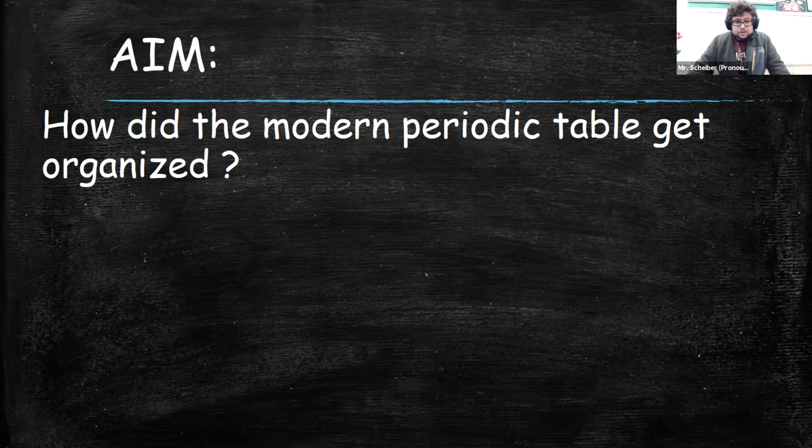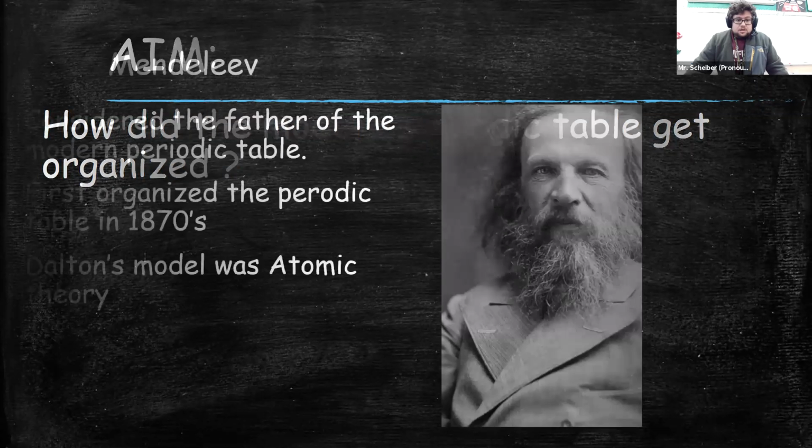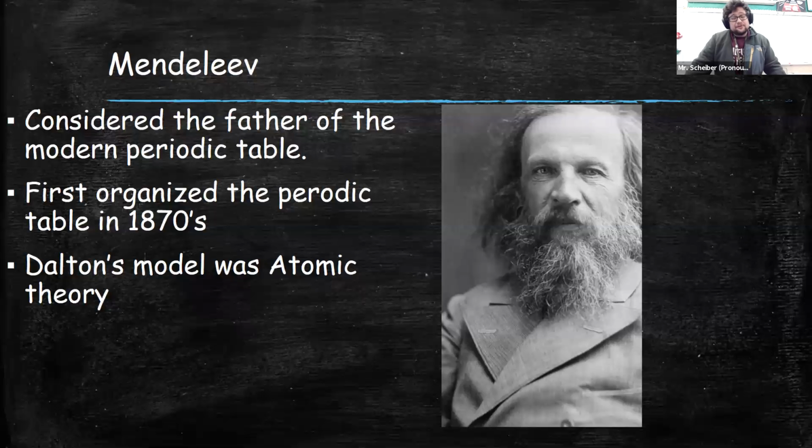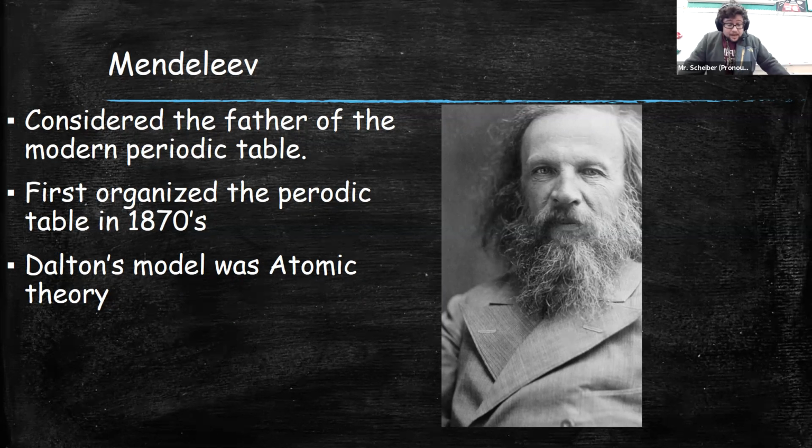Okay. So how did the modern periodic table get to be the way it is? Because the modern periodic table actually wasn't always this way. This is our founding father of the modern periodic table. He first organized the periodic table in 1870 using Dalton's atomic model.